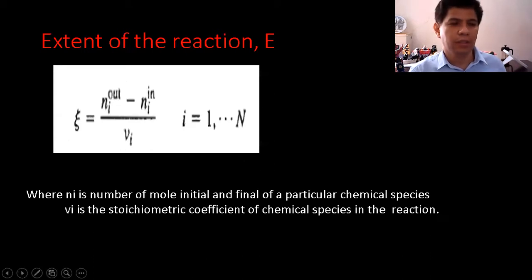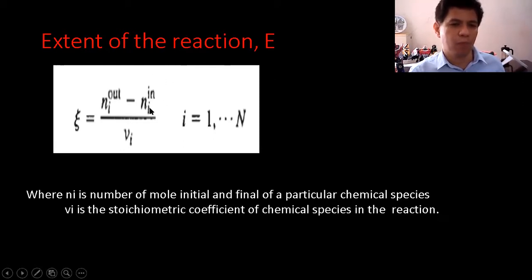So this is the extent of the reaction definition. You already encountered this in chapter 9 of Himmelblau. And the extent of the reaction is generally equal to N sub i out, that is the number of moles of a chemical species still present after the reaction has occurred. This is the final number of moles of a chemical species, minus N sub i in, the initial number of moles of a chemical species.